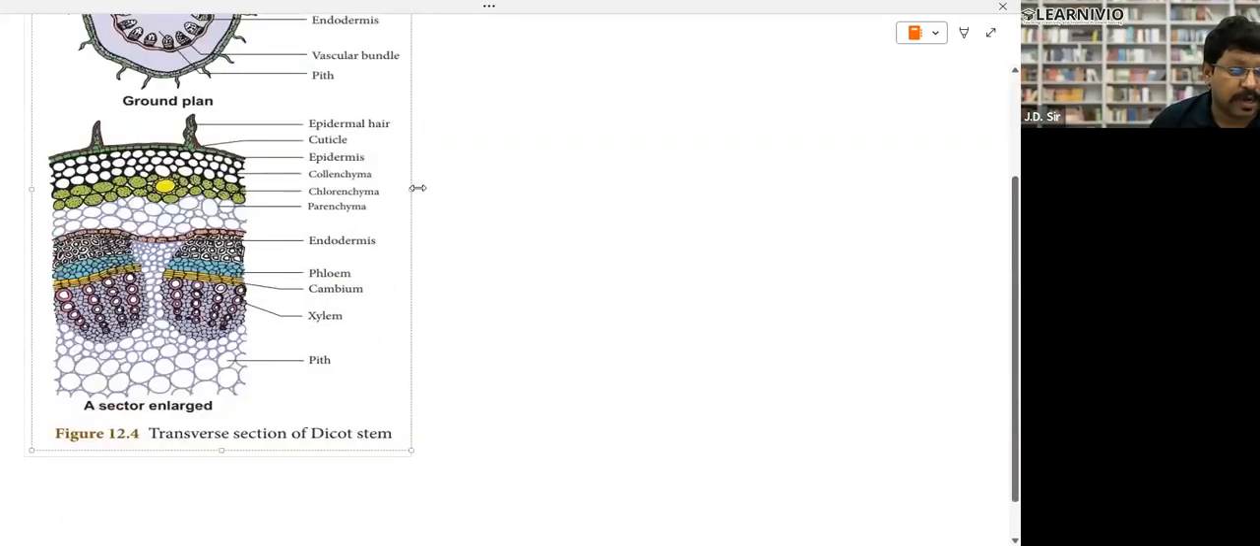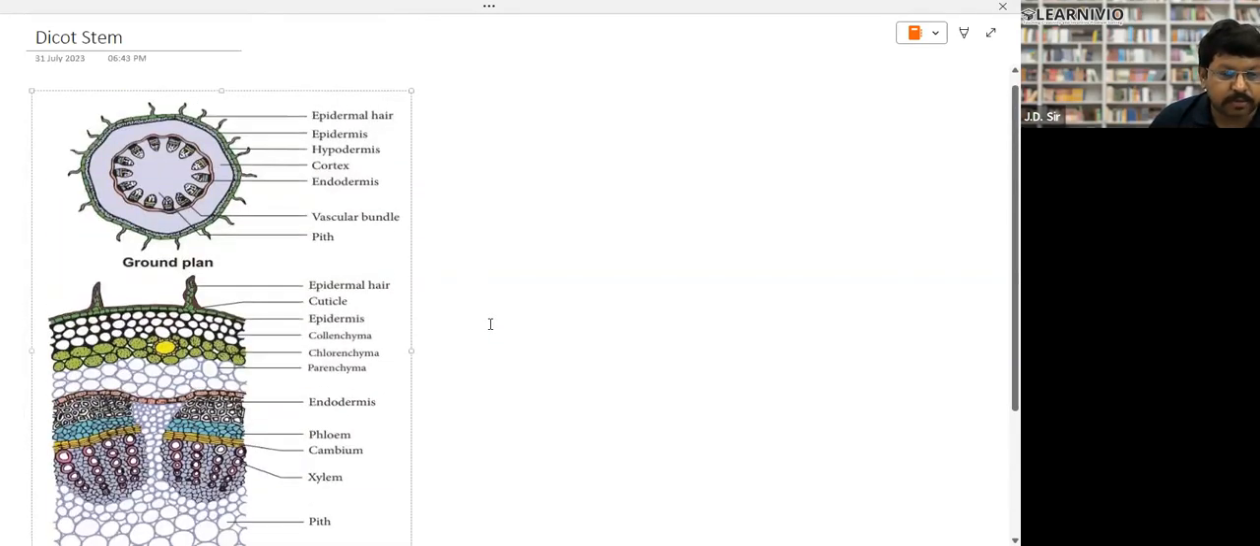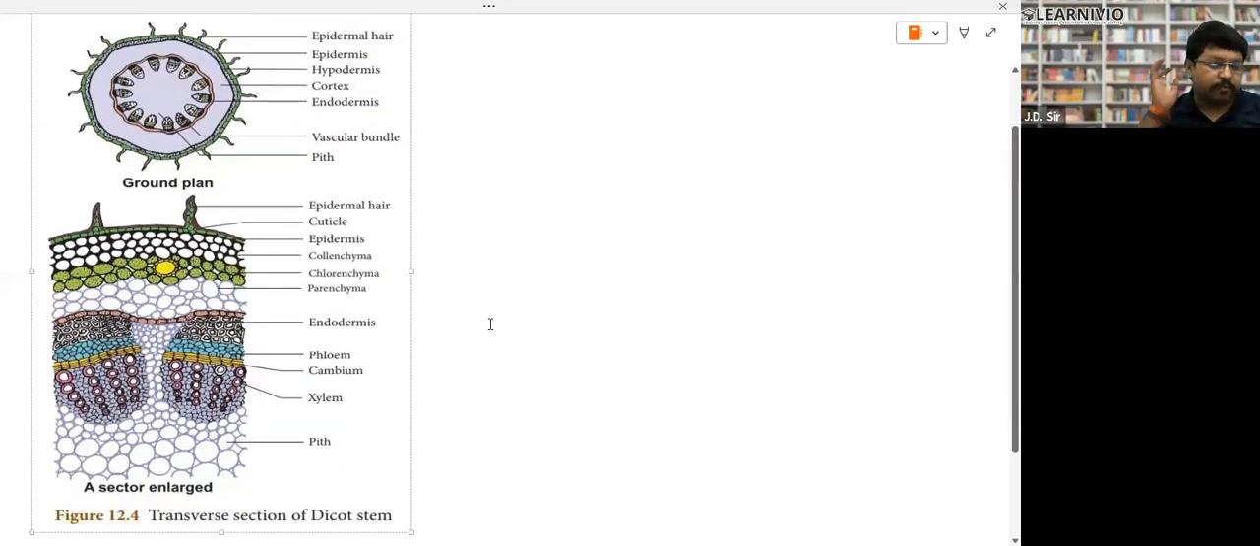Now, this is the more enlarged diagram. These are the epidermal hair. Cuticle is found in the stem. Cuticle is not found in the root. That's why we call it epiblema, right? Epidermis is there. Then parenchyma is there. Then again endodermis is there. Then phloem, cambium, and xylem, right? That's how it is arranged. So this is the diagram of the dicot stem. Clear or not? Yes, sir.